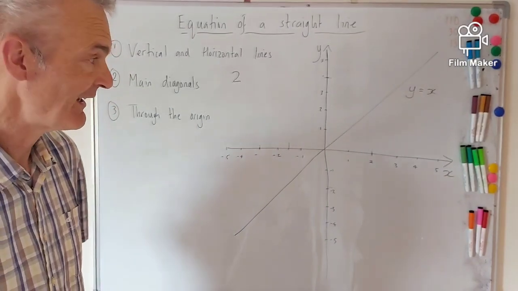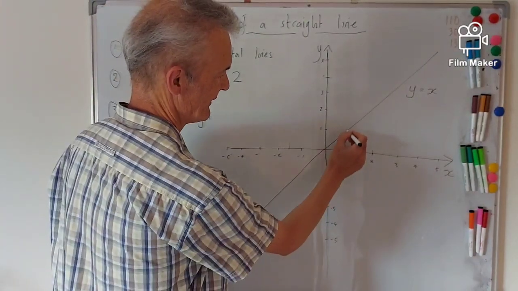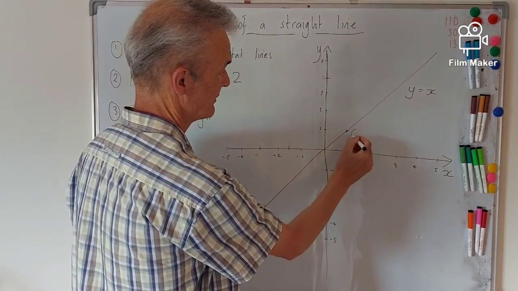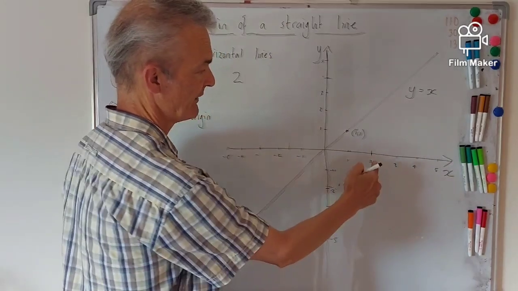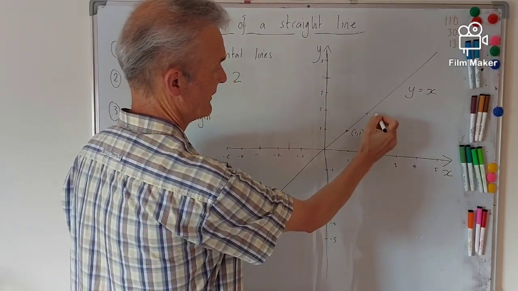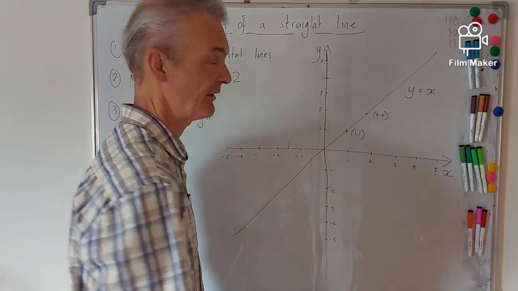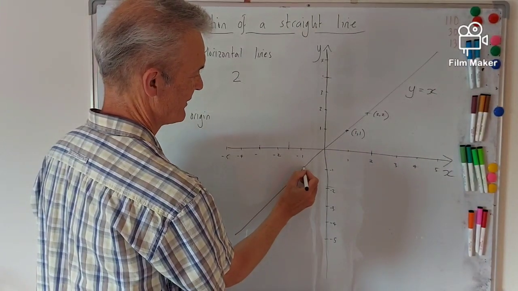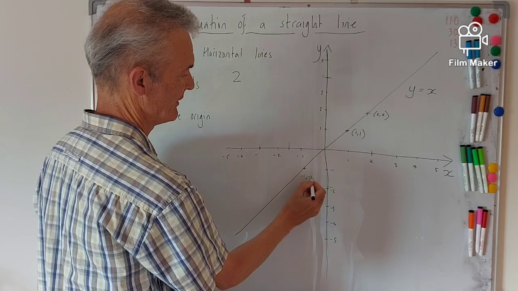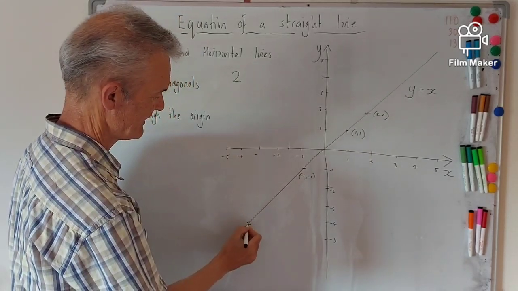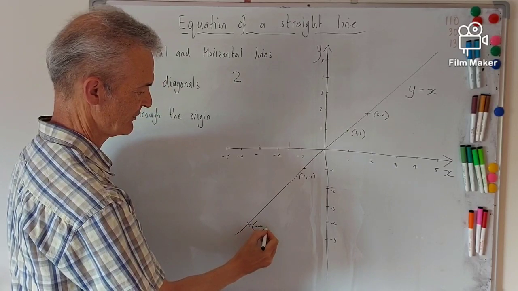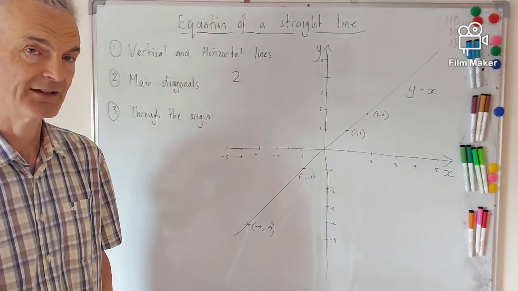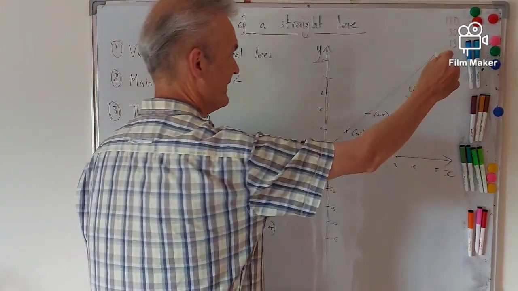Now why is it y equals x? If you take any point on the line, say I take this point here, the coordinates of that point are 1 along, 1 up. Okay, if I take a point here, that one is 2 along and 2 up. So the x value and the y value are both the same. And it's the same over here as well. If I plot that point, that's going to be -1, -1. And if I come down here and plot that one, that's going to be -4, -4. So the x value and the y value are exactly the same. So that is one of the main diagonals.